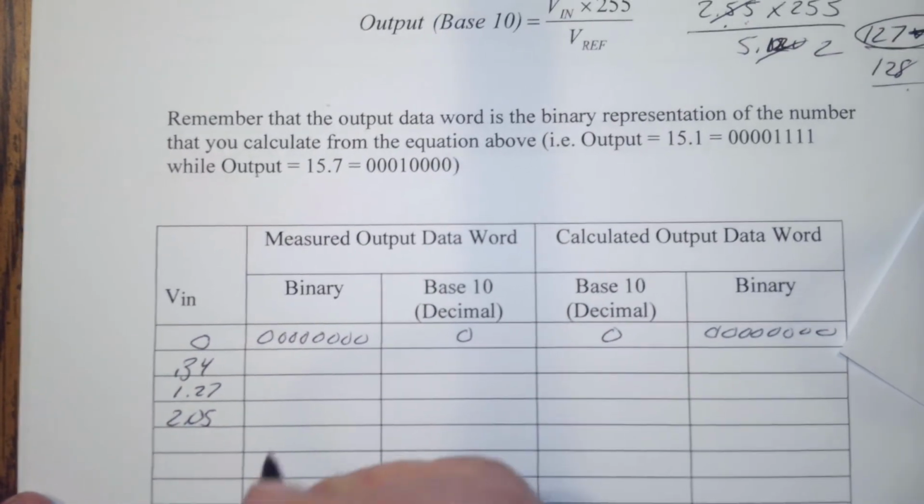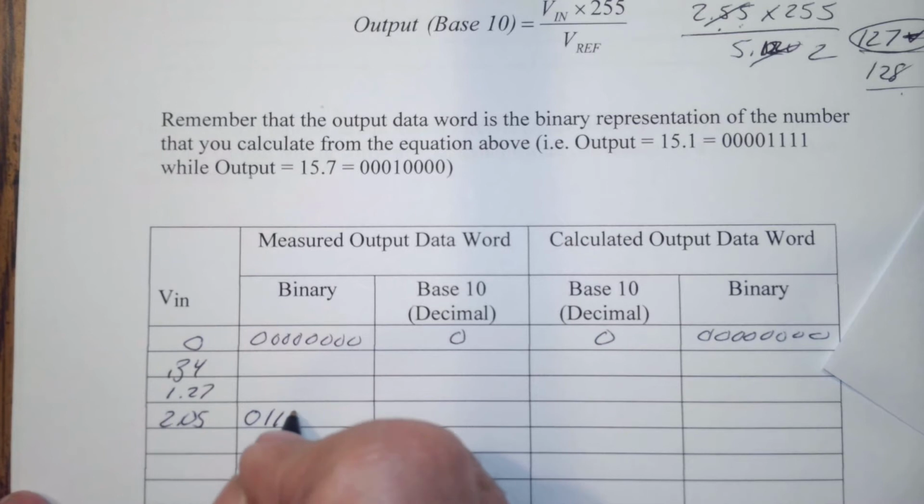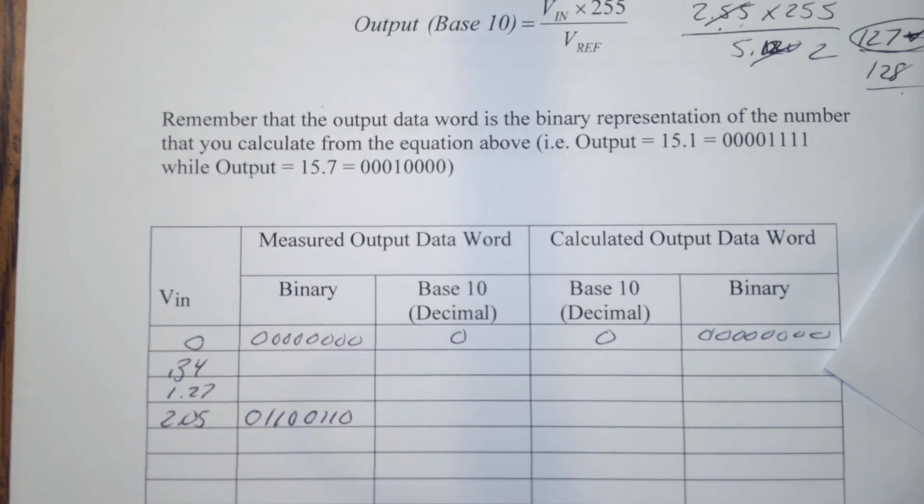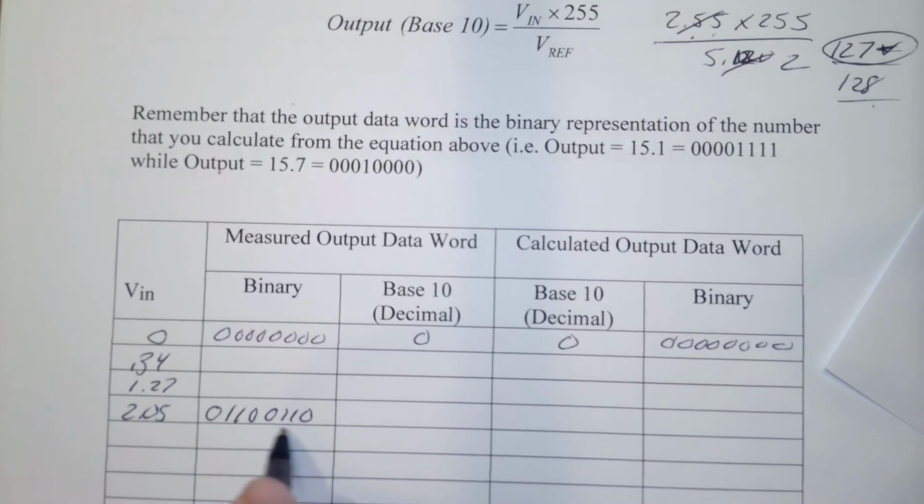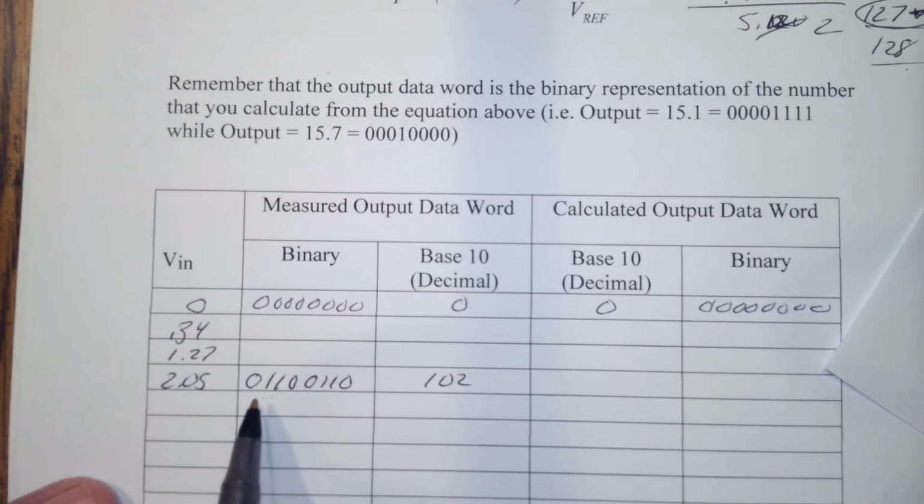For 2.05, I had measured output of 0110 0110. So it kind of repeated itself. Now, in base 10, what that is, let's see, this has a value of 6. That's 64 and 32. 64 and 32 is 96, plus 6 is 102, I believe. Let me check my math again. 64 plus 32 is 96, plus 4 is 100, plus 2 is 102.